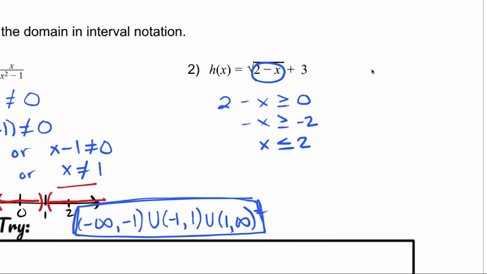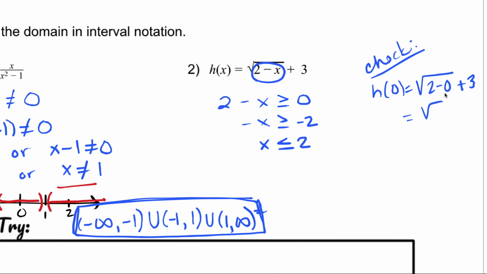So let's just check that out to the side. Does that make sense? It's always good to check. So let's say h of, well, what would be less than 2 that we would want to check? Well, 0 is easy to check. So h of 0, square root of 2 minus 0 plus 3 outside of that. So we need to do what's inside the square root first. 2 minus 0, square root of 2 plus 3. Yeah, that works. I don't even need to evaluate that. I could with a calculator.